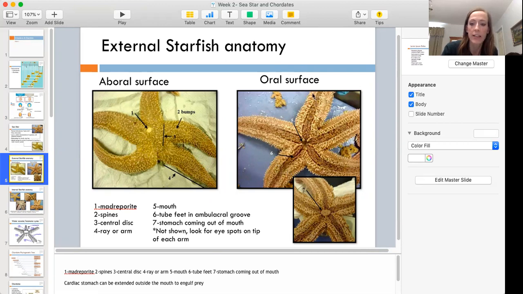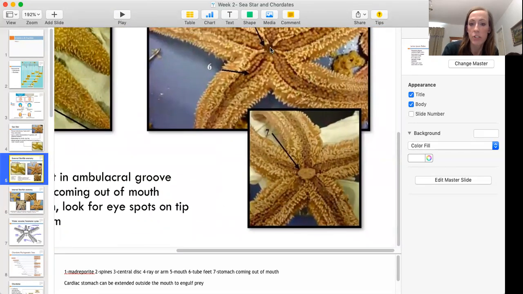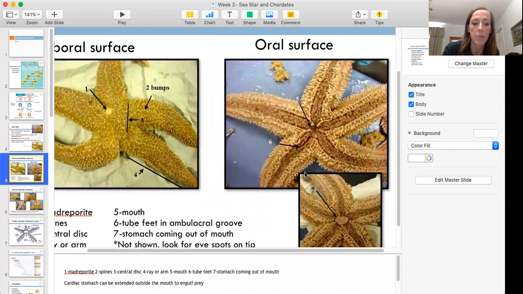Okay, and then this is what the oral surface looks like normally. However, sometimes you can actually see the stomach protruding from the mouth. If you look here, you can see that in this picture. I'll enlarge it again a little bit, showing you that the mouth is just this opening, but at times the stomach actually protrudes through that. And this can be extended to help engulf prey for the sea star.